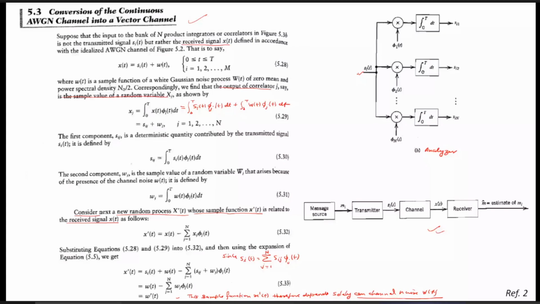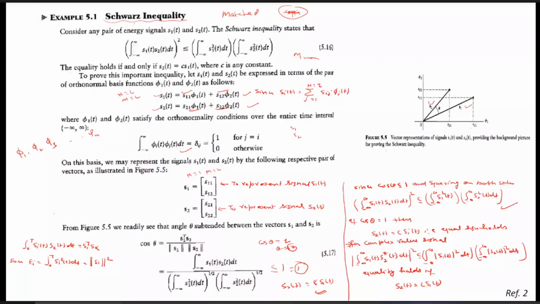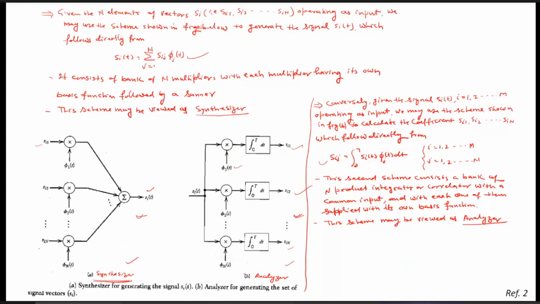This is nothing but just using the multipliers and the integrator block, like this block diagram I have already explained in this particular slide. You can see this is called the synthesizer, and this is called the analyzer. It simply tells us how, from the received signals, we can generate the coefficients, and on the basis of these coefficients we will make the decision in favor of si with the minimum probability of error. Yes, I have considered this problem only.